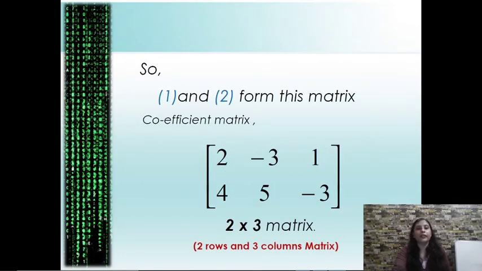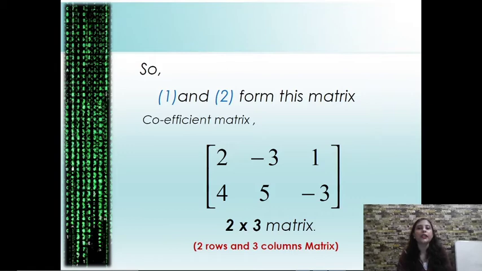So, this particular matrix, that is 2, minus 3, 1 and 4, 5, minus 3, is the coefficient matrix of equations 1 and 2. Please see that here I have mentioned a 2 cross 3 matrix. What does a 2 cross 3 matrix mean? The first number, 2, denotes the number of rows. Rows, we write in the form of horizontal lines. So here, two horizontal lines are maintained. 2, minus 3, 1 is the first horizontal line. The second one being 4, 5 and minus 3. So there are two rows.